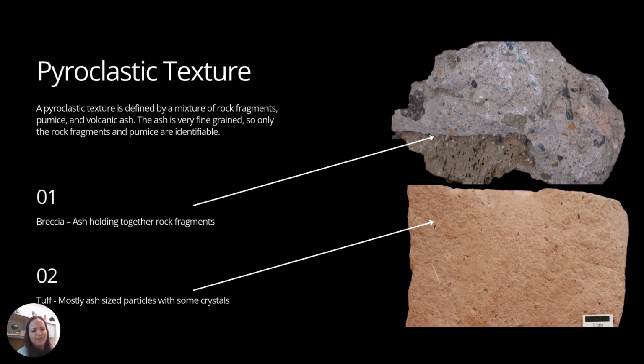Another texture term is pyroclastic. Pyroclastic is very heavy in ash. So ash, rock fragments, depending on whether it's all ash or it has ash and fragments in it, we call it two different things. If it has fragments, we call it breccia. If it's mostly just ash and maybe a few crystals, we call that a tuff. Okay.